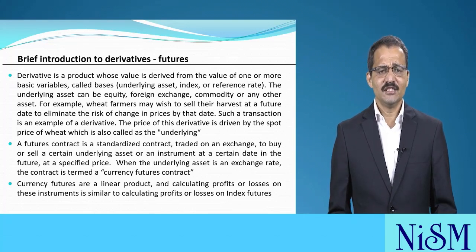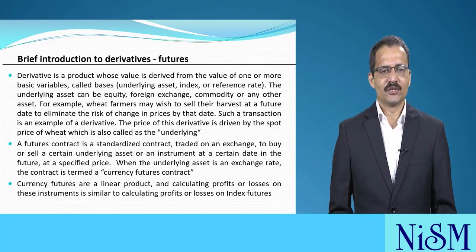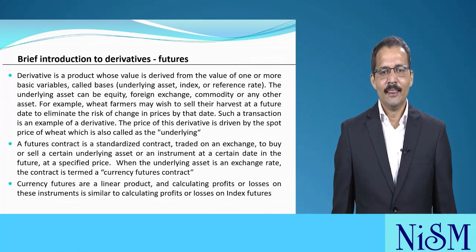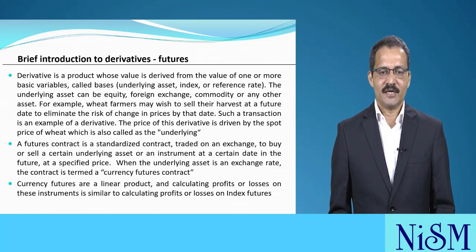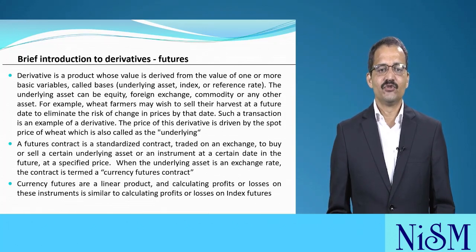Now the currency futures market is a linear product. What does a linear product mean? Any profit and loss in the currency futures market will be directly related to your spot prices. So if the spot prices move in one direction, your currency futures prices will also move in the same direction, and you will have a similar payoff. So your payoff will be linear in the case of currency futures.